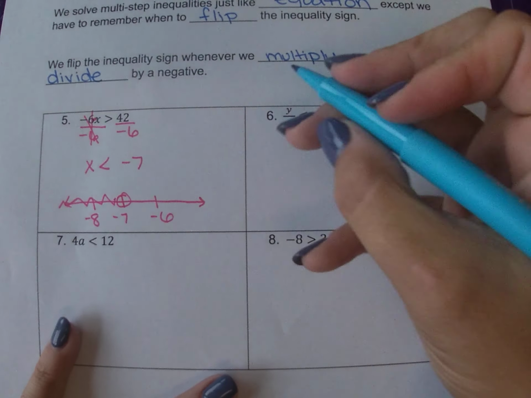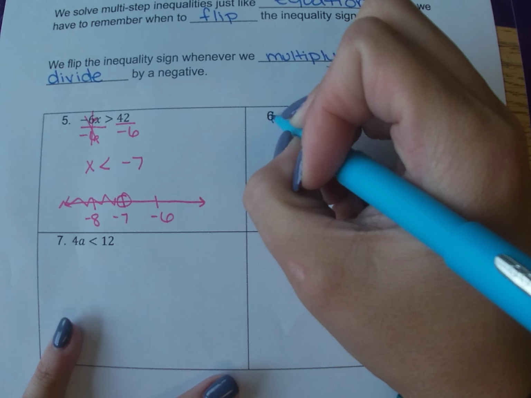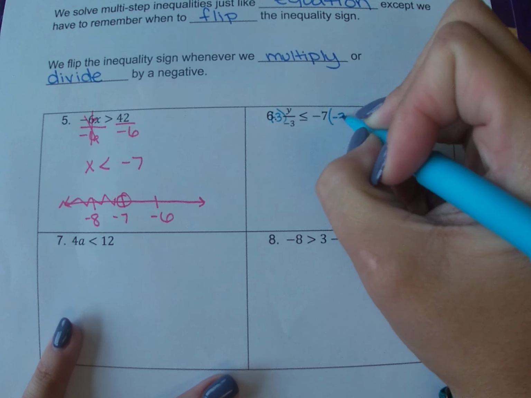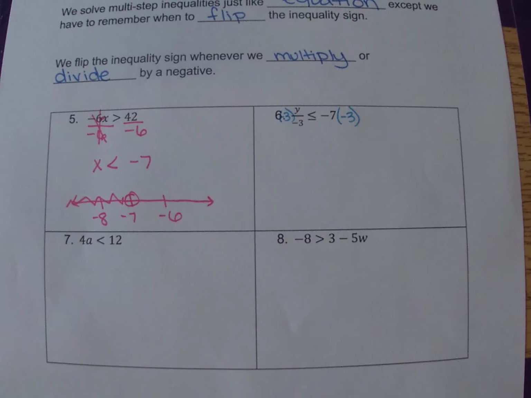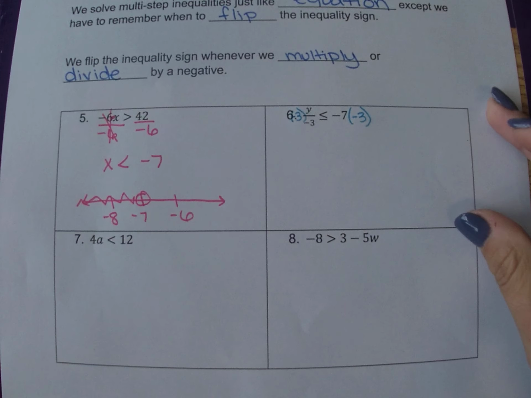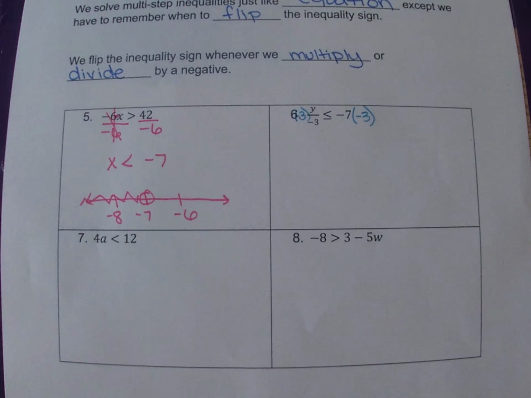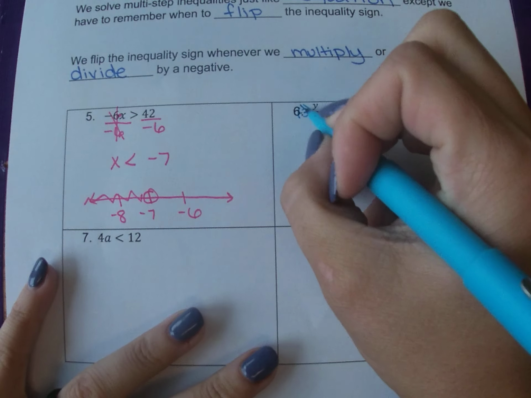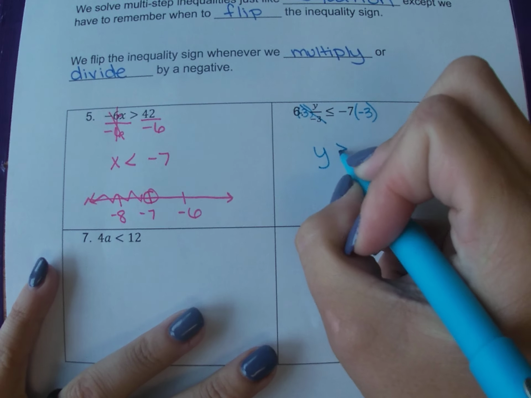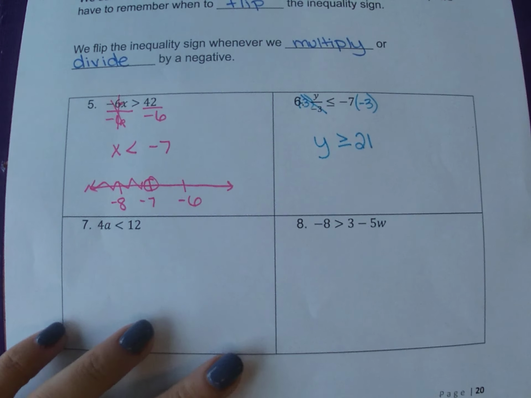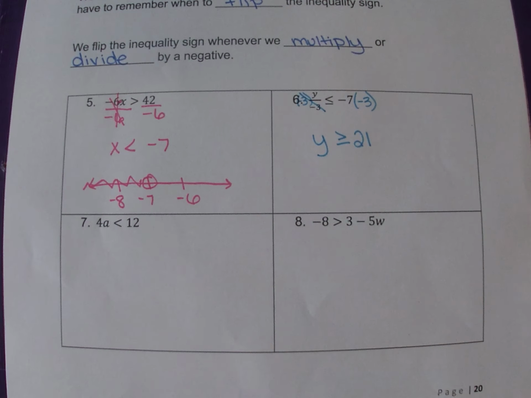Number 6, right? I'm going to undo division with multiplication, so I'm going to multiply both sides by -3. Again, I am multiplying by a negative. So if I'm multiplying by a negative, that is a reason to flip the inequality sign. So my sign is going to flip. I'll get y is greater than or equal to 21.